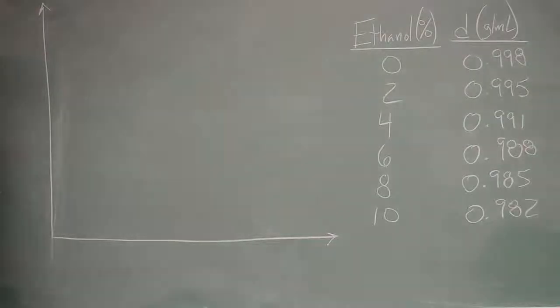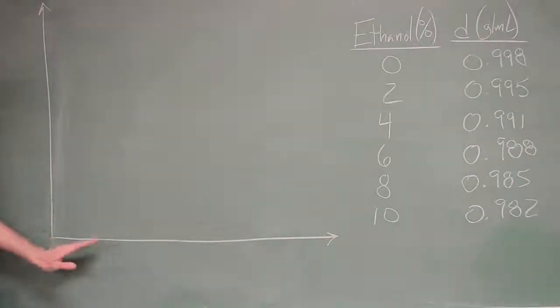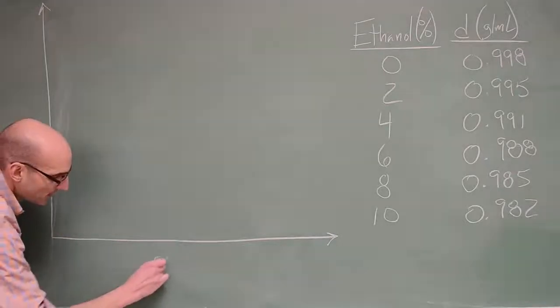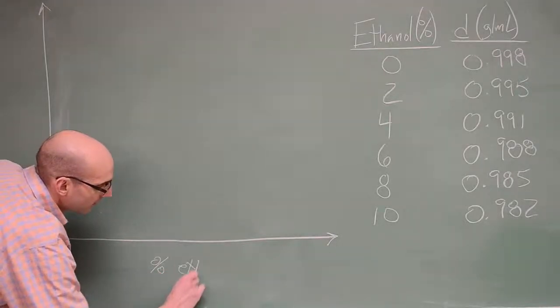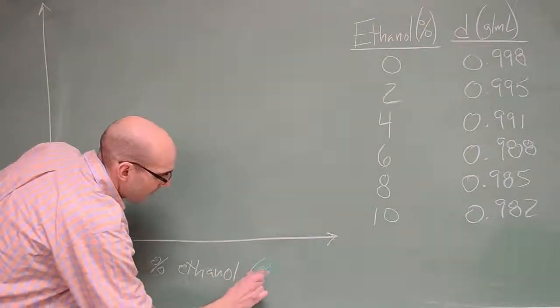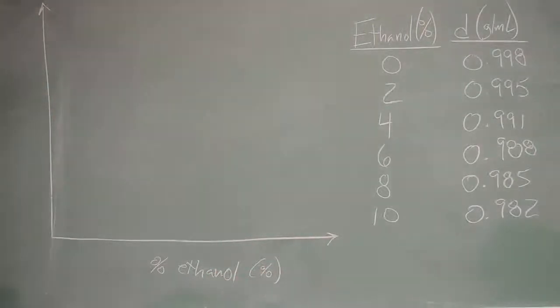Okay, let's talk about graphing. We are going to have two axes: our x-axis and our y-axis. Along the x-axis, we're going to put our percent ethanol. And of course, we're going to add our unit afterwards in parentheses.